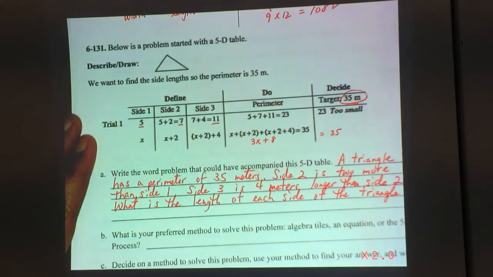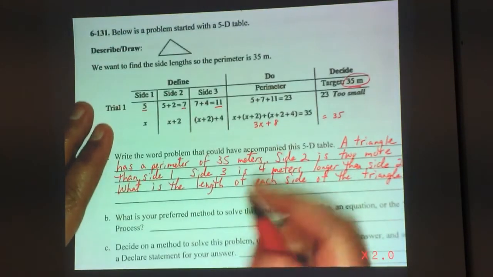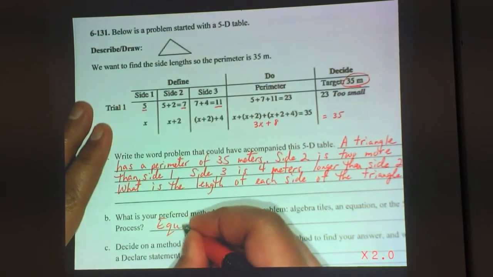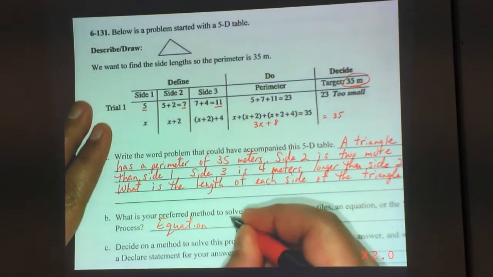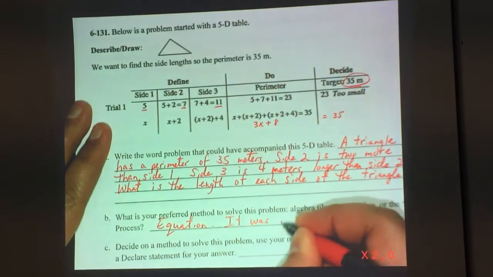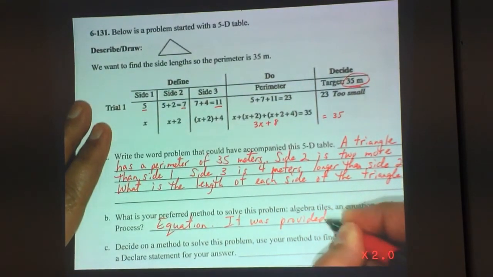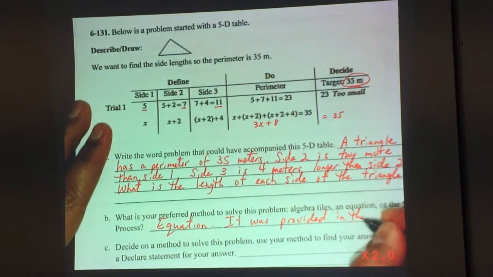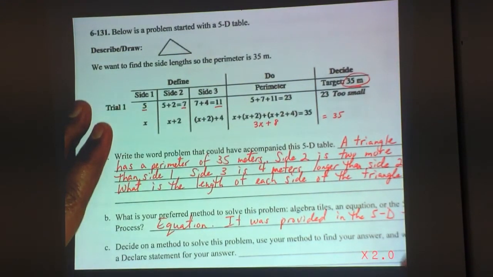Okay. What is your preferred method to solve this problem? Algebra tiles, an equation, or the 5D process? Do you want to use equation or 5D process? If you say 5D process, you can say because it's set up above, plus they already gave you the equation here. So let's say equation. It was provided in the 5D table.